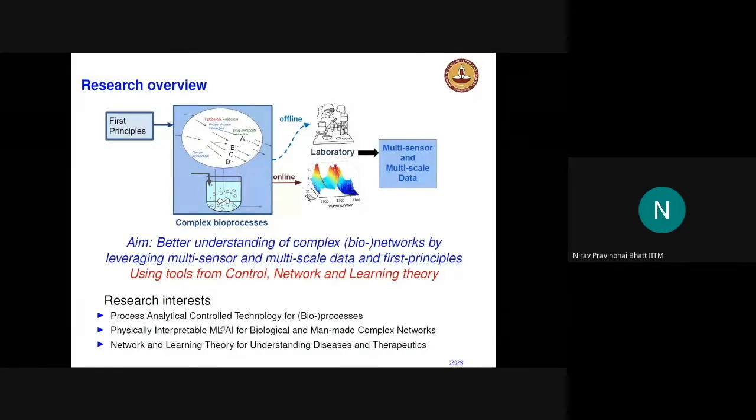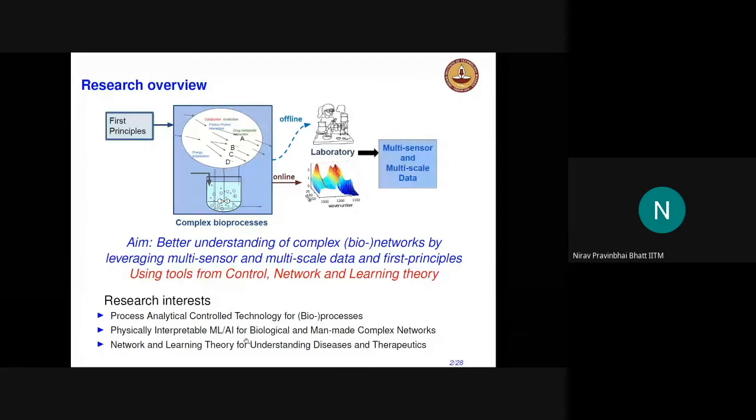And our main research interest for achieving this aim is to go through three kinds of projects. We look at process analytical control technology for controlling bioprocesses and understanding them. Second, we are looking at physically interpretable AI and ML techniques for understanding biological and man-made networks.